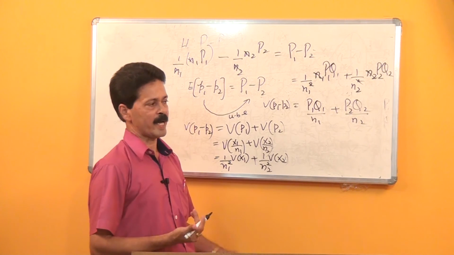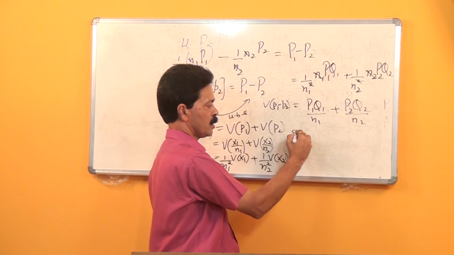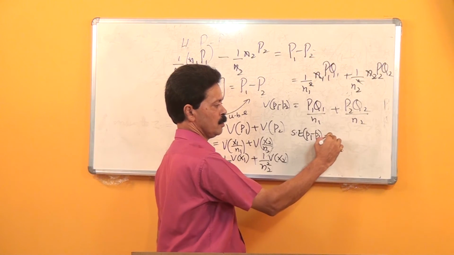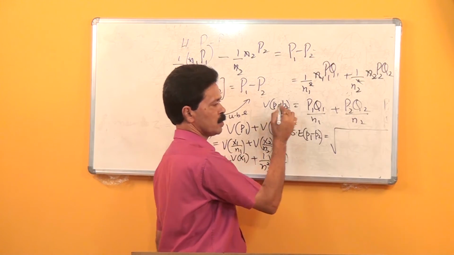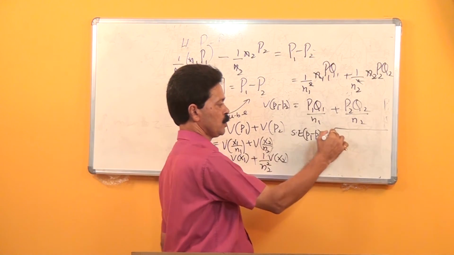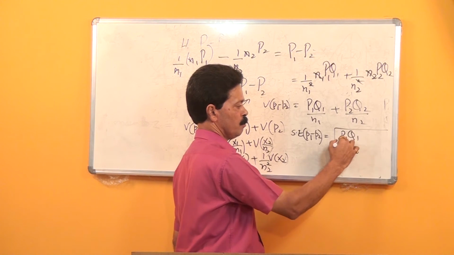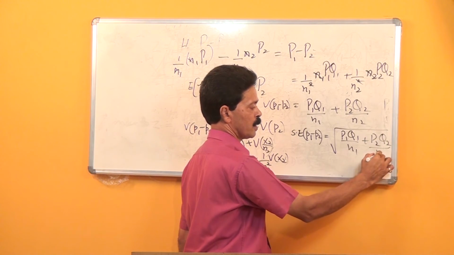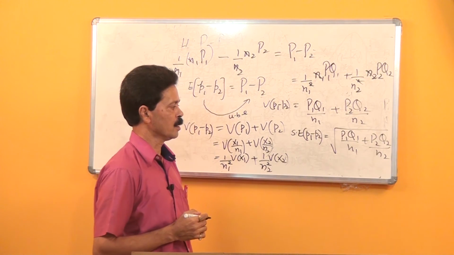If you want the standard error of this statistic, then it is nothing but the standard error of P1 minus P2, which equals the root of the variance of P1 minus P2. That means the square root of P1 Q1 by N1 plus P2 Q2 divided by N2.